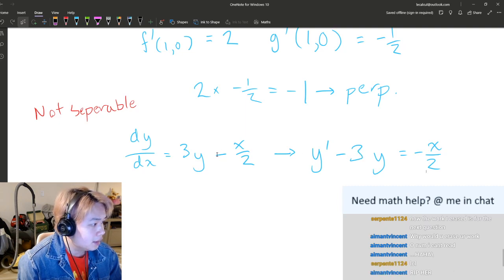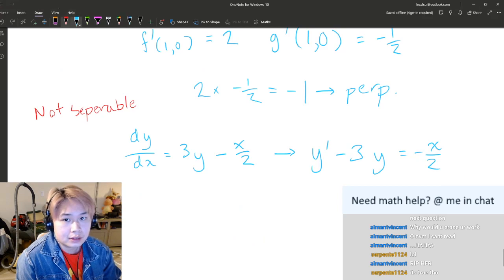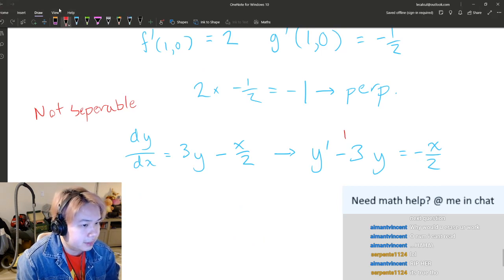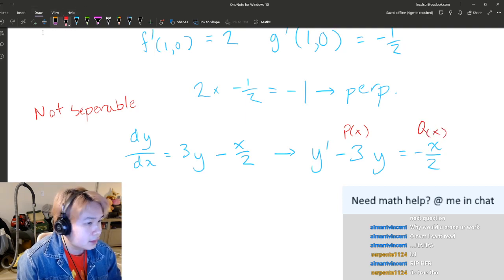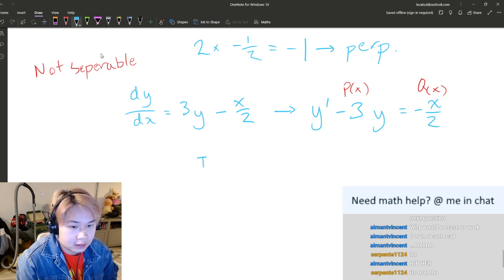Okay, let's see. I move this over here. And then now this is in this format. So negative 3 is my p of x, and then this is my q of x. So I think we just go through with the integrating factor.